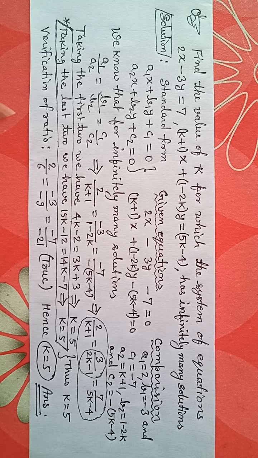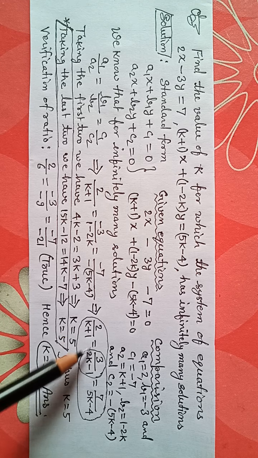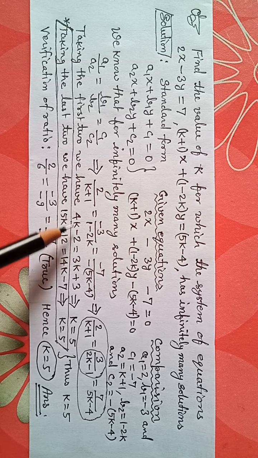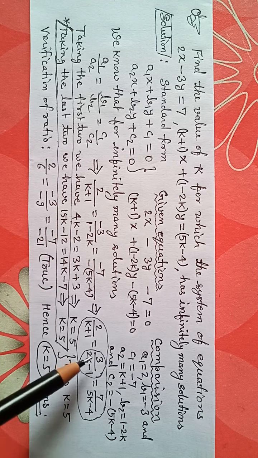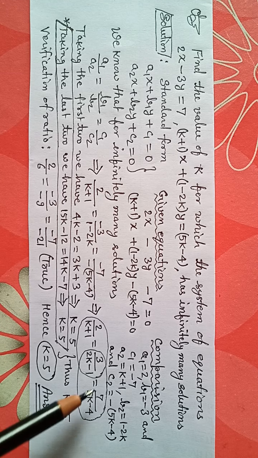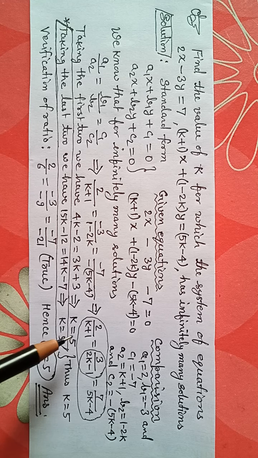Thus taking the first two ratios, multiply them crosswise: 2 multiplied by (2k minus 1), that is 4k minus 2, is equal to 3 times (k plus 1), that is 3k plus 3. This gives us k is equal to 5. Similarly, you can take the other two and you will get k is equal to 5.